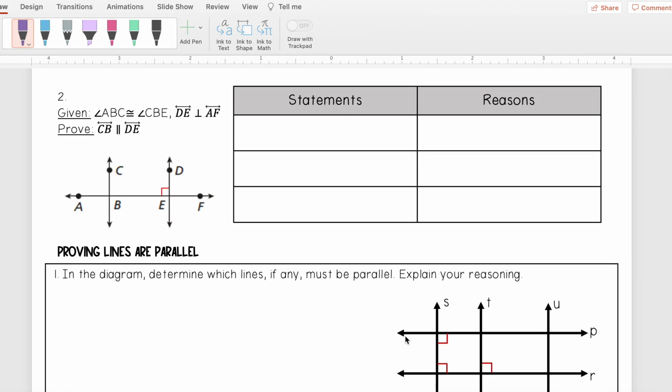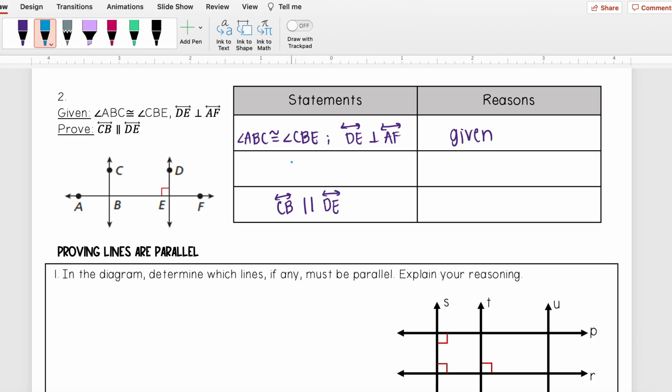For number 2, this next proof is going to be a little bit shorter. Here I'm given that angle ABC is congruent to angle CBE and DE is perpendicular to AF. I want to prove that CB is parallel to DE. I'm going to write all my given information on one line. I have that angle ABC is congruent to angle CBE. DE is perpendicular to AF. And then I want to prove that CB is parallel to DE.